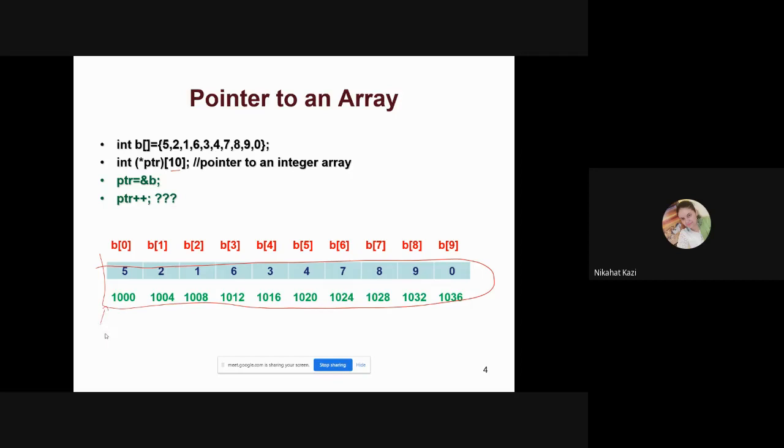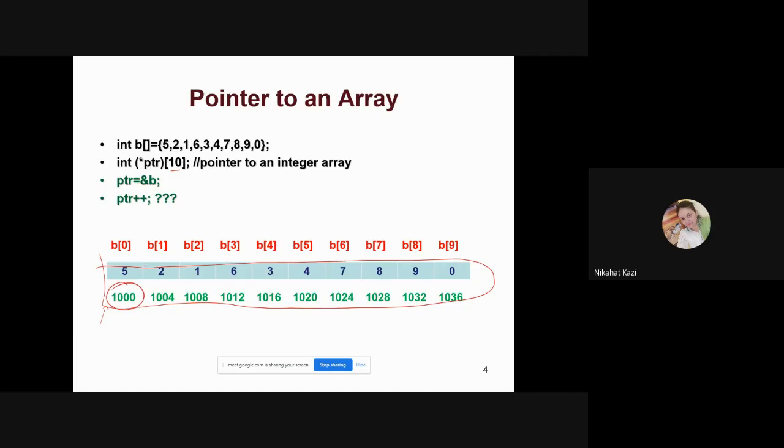Now what do you understand by this expression, address of b? Address of b will give you the address of the entire array, and remember, the address of the entire array is always the address of the base element. So if I want to refer to this whole array's address, it is this.